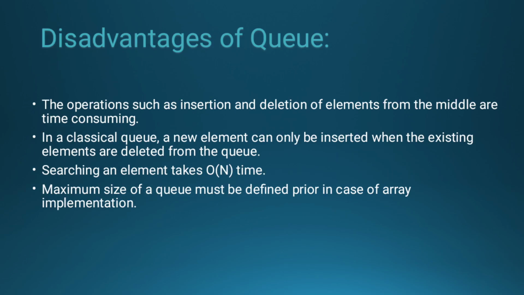Disadvantages of queue. The operations such as insertion and deletion of elements from the middle are time consuming. In a classical queue, a new element can only be inserted when existing elements are deleted from the queue. Searching an element takes O(n) time. Maximum size of a queue must be defined prior in case of array implementation.